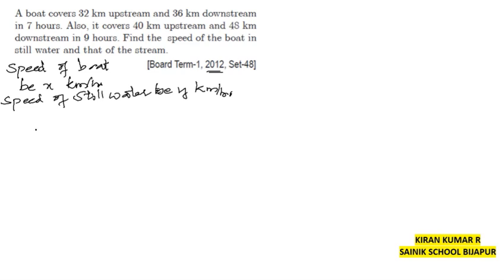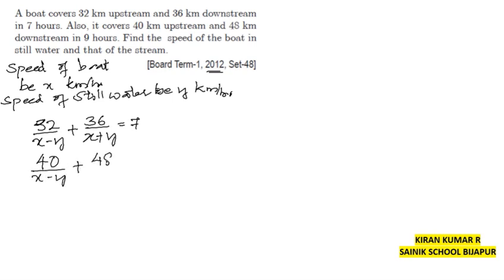The time taken in the first case is 7 hours. Downstream and upstream. Upstream it is 32 kilometer, so 32 divided by x minus y plus downstream is 36 kilometer, so 36 divided by x plus y equal to 7. Upstream plus downstream time taken is 7 hours, and this is for the first case. For the second case, 40 kilometer upstream, so it is 40 by x minus y is the time taken. 48 divided by x plus y is the time taken towards downstream. The total time taken would be 9 hours.